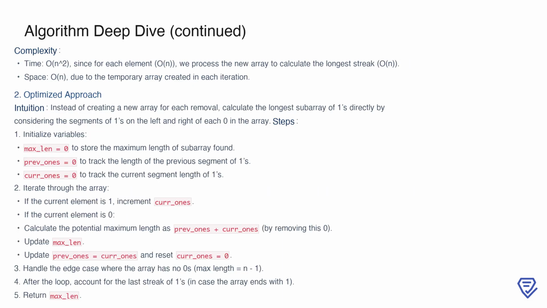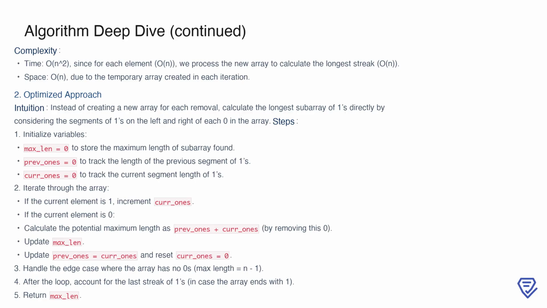The brute force approach has a time complexity of O(n²), because for each element, we traverse the array to calculate the longest streak of ones. Additionally, the space complexity is O(n), since we create a new temporary array for each iteration. To optimize this, we can skip creating new arrays altogether and calculate the result more efficiently by focusing on the segments of ones around each zero in the original array.